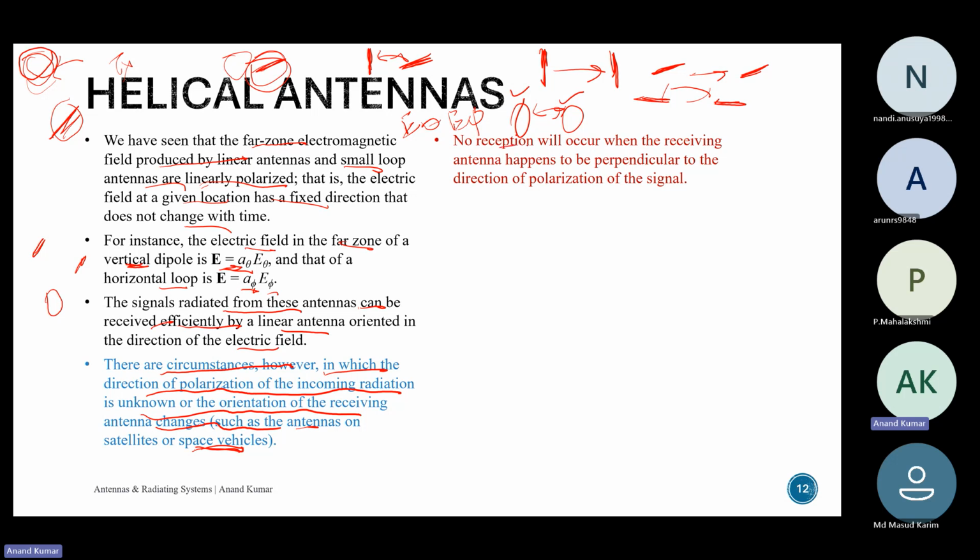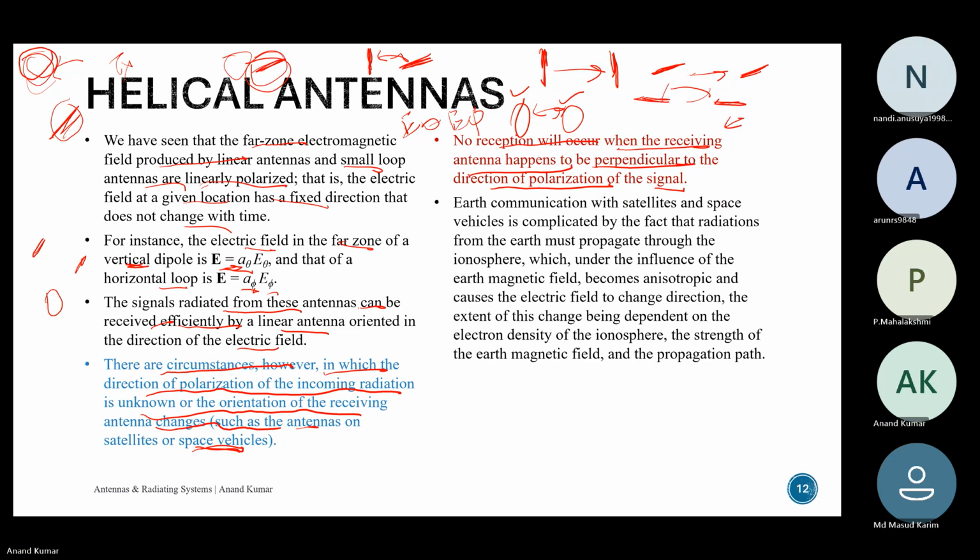No reception will occur when the receiving antenna happens to be perpendicular to the direction of polarization of the signal, and this is for linearly polarized antennas. This paragraph is on how Earth communication works and why we need circularly polarized antennas as well.